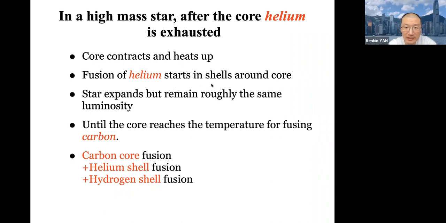Right, fusion of helium in shells around the core, and also there's hydrogen fusion in a shell around that. And the star will again expand but remain roughly the same luminosity until the core reaches a temperature for fusing carbon. So you have carbon core fusion plus helium shell fusion plus hydrogen shell fusion. And then once you do that, the star will shrink back again.